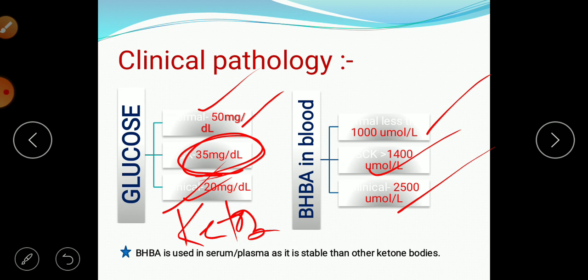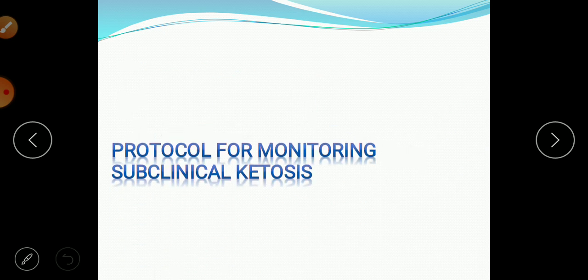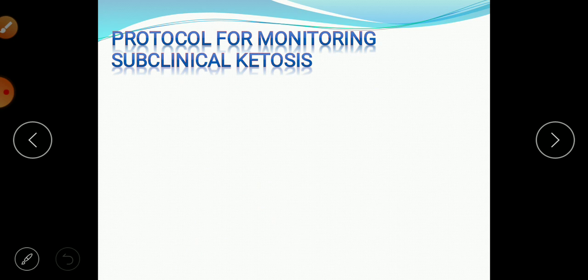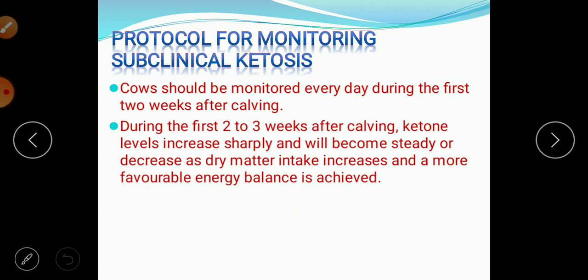So BHBA, beta hydroxybutyrate, is used in serum and plasma as it is more stable than other ketone bodies, so we are going to quantify this compound. Now, the protocol for monitoring subclinical ketosis. Cows should be monitored every day during the first 2 weeks after calving, because the first 2 weeks are a very important period in which the animal is going to exhibit this disease. During the first 2 to 3 weeks after calving, ketone levels increase very sharply, become steady, and then decrease as dry matter intake increases and a more favorable energy balance is achieved.